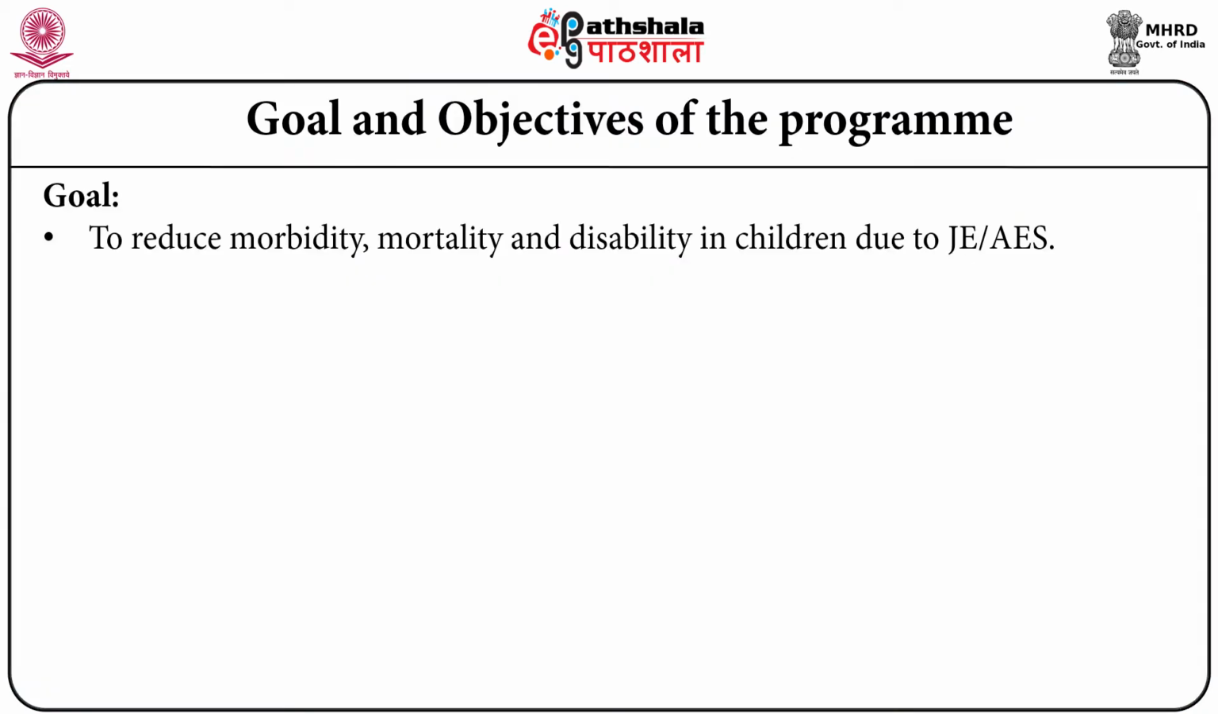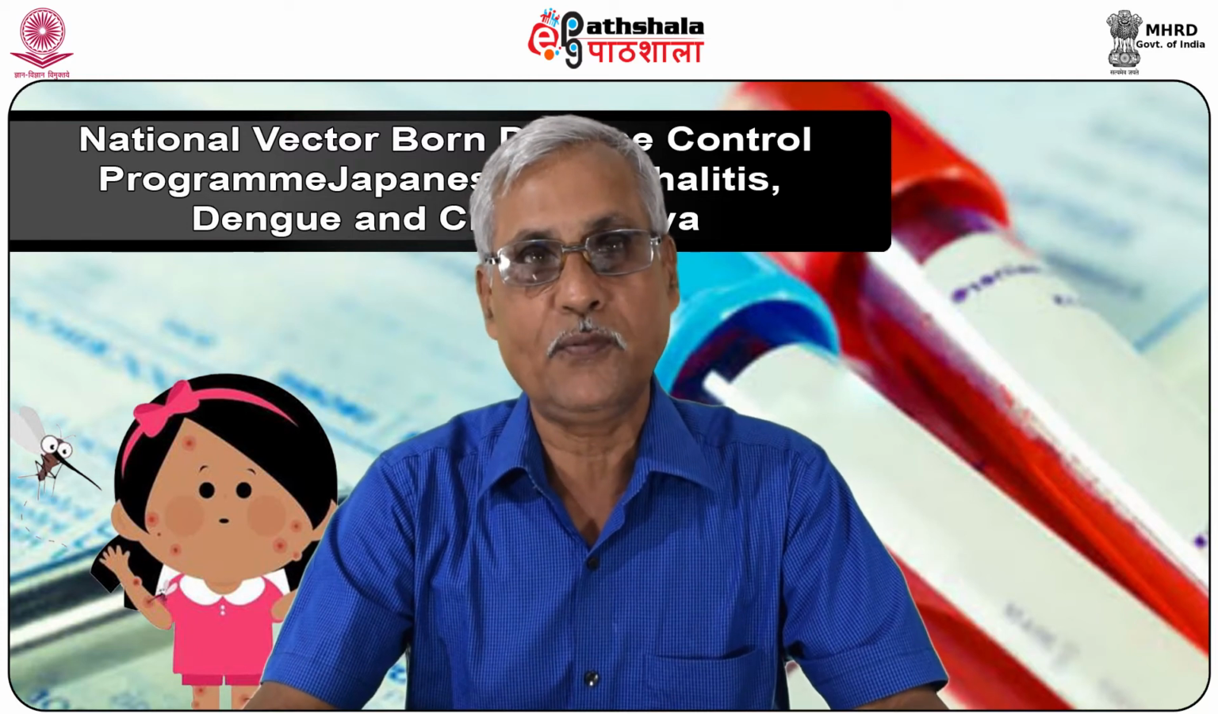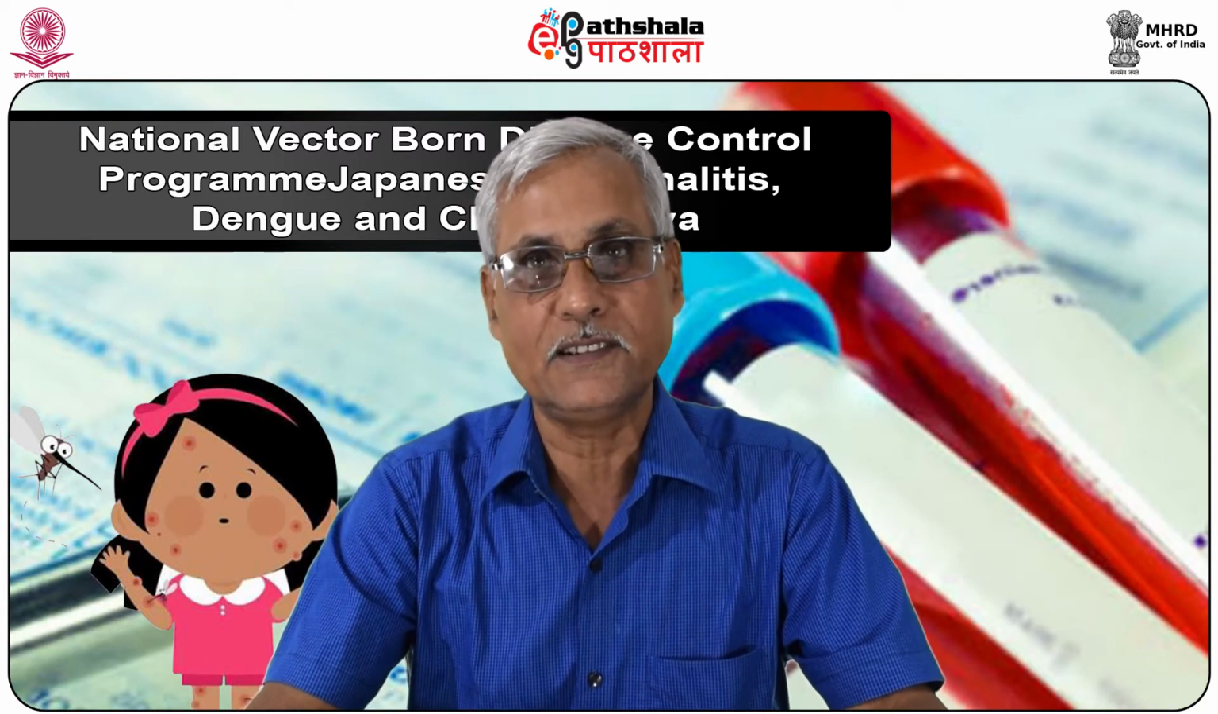The goal and objective of the program is to reduce morbidity, mortality, and disability in children due to JE and AES. It has been observed that the disease gives a lot of disability or residual effects in the children suffering from JE. The objective is to strengthen and expand JE vaccination in affected districts, to strengthen surveillance, vector control, case management, and timely referral of serious and complicated cases.